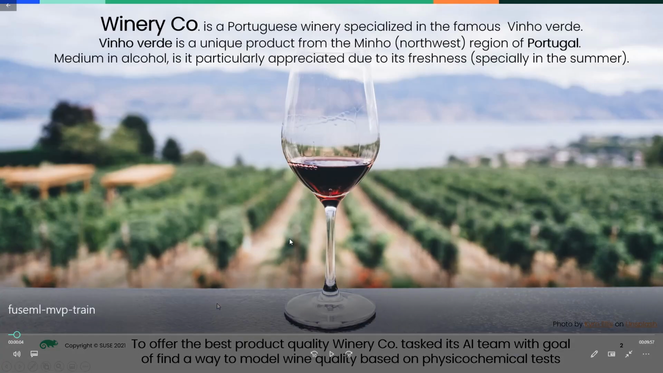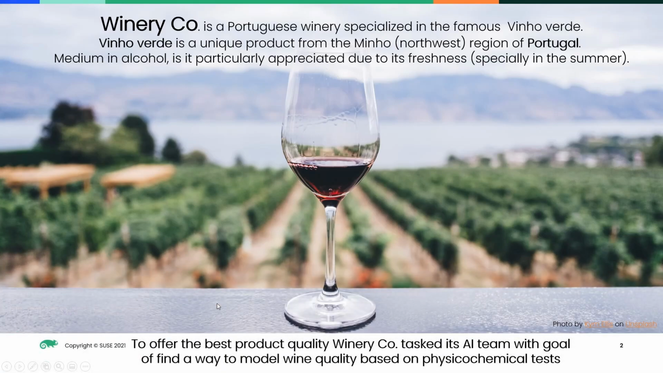We suppose Winery Co. to be a Portuguese winery specializing in the famous Vinho Verde. Vinho Verde is a unique product from the Minho, the northwest region of Portugal. Medium in alcohol, it is particularly appreciated due to its freshness, especially in the summer. To offer the best product quality, Winery Co. tasked its AI team with the goal to find a way to model wine quality based on the physicochemical test.